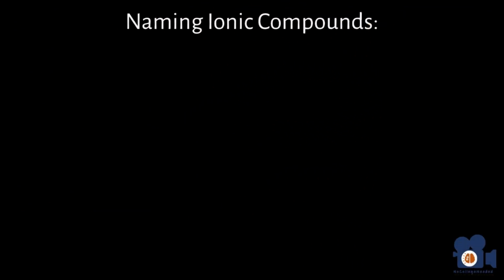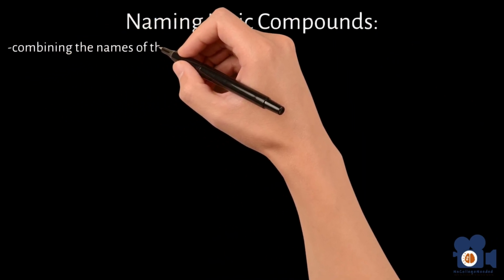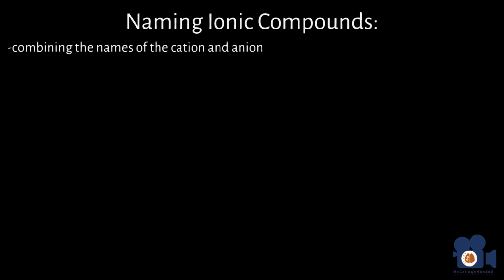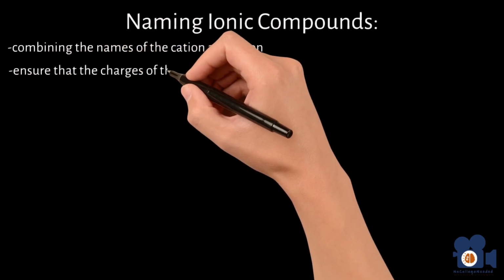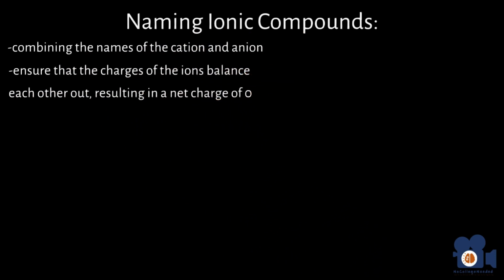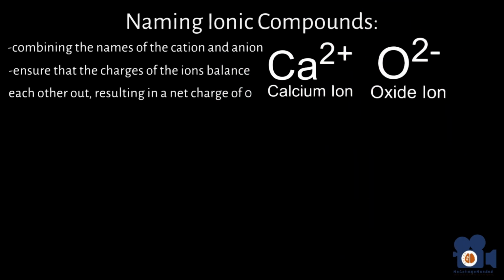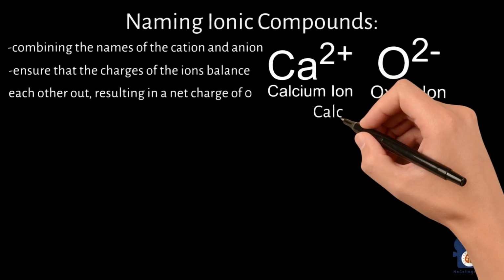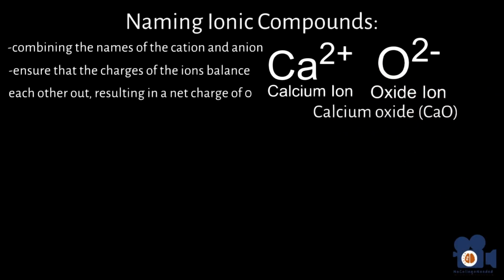Naming ionic compounds is relatively straightforward. It involves combining the names of the cation and the anion. The key is to ensure that the charges of the ions balance each other out, resulting in a net charge of 0. For instance, if we combine the calcium cation Ca2+ with the oxygen anion O2-, we get calcium oxide, which is represented by the chemical formula CaO.